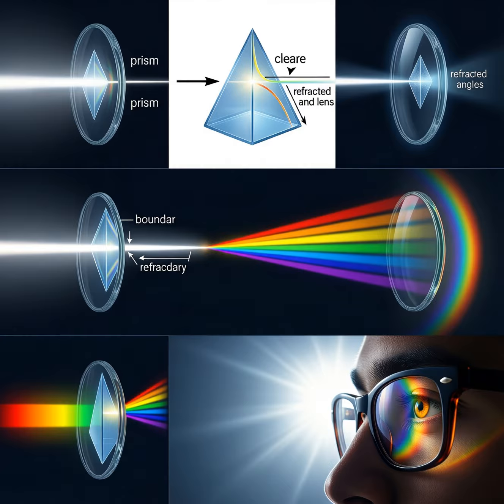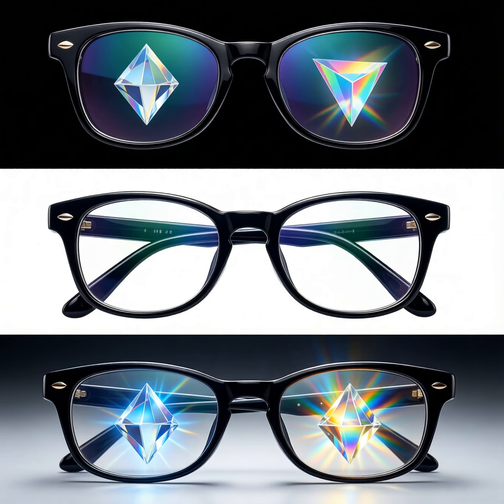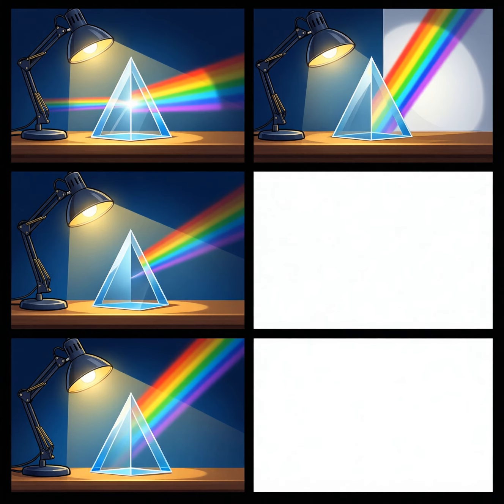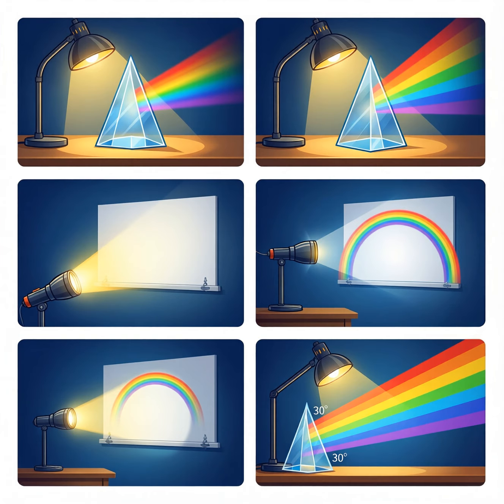Place the prism on a stable surface in front of the flashlight. Turn on the flashlight so that its beam hits the prism at an angle near 30 degrees. The light enters the prism and slows down because glass has a higher refractive index than air. As it exits, each wavelength bends by a different amount. Shorter blue light bends more than longer red light. This bending is called dispersion, and it separates the white beam into its spectral components.